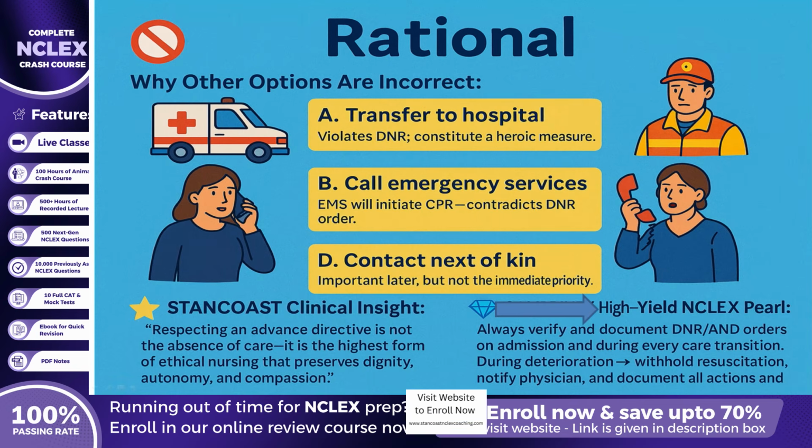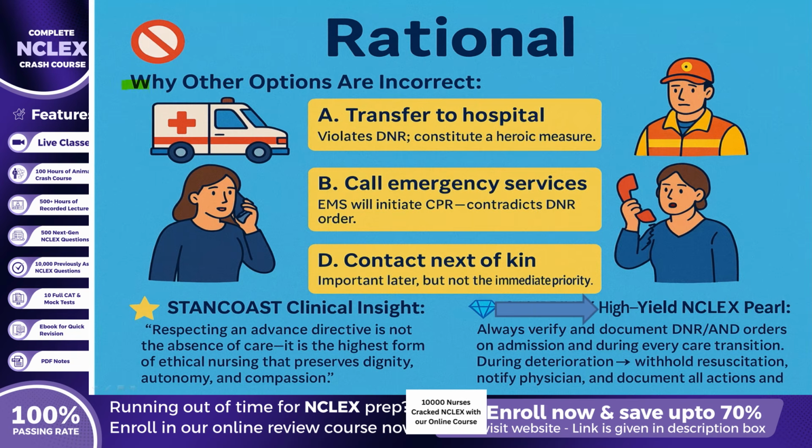The nurse should promptly and clearly record the client's observed condition, time of collapse, absence of pulse or respirations, and all communications made, especially the notification to the physician and any directions subsequently received. Once the physician has been informed and verified the situation, the next of kin can be contacted, usually under the physician's instruction or according to facility policy, to ensure emotional support and appropriate post-death procedures are followed.